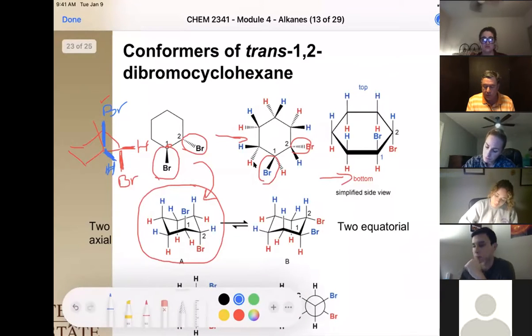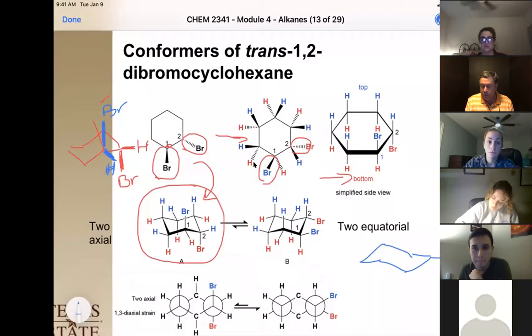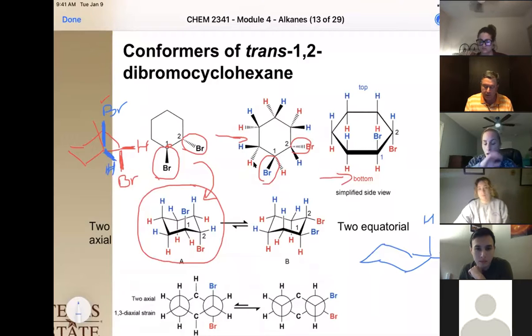So now we're going to redraw our ring where we have our parallel lines, parallel line, parallel line, and we're going to have our bromine here and our hydrogen here. Oh, I drew it wrong. Yeah, well, no, it's the same. And our bromine here and our hydrogen here.